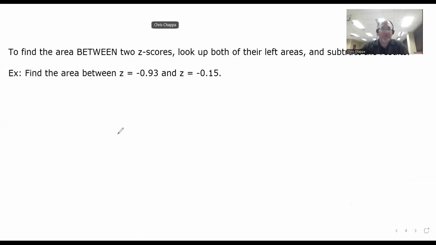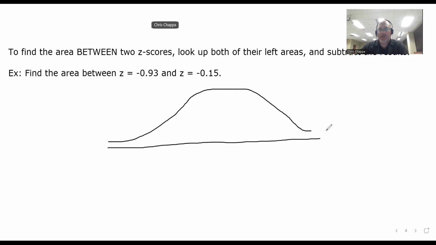If we draw the bell curve, it looks something like this. Not the most horizontal line. Here's 0 in the middle. Negative 0.15 would be to the left of it, but negative 0.93 would be further to the left of that.